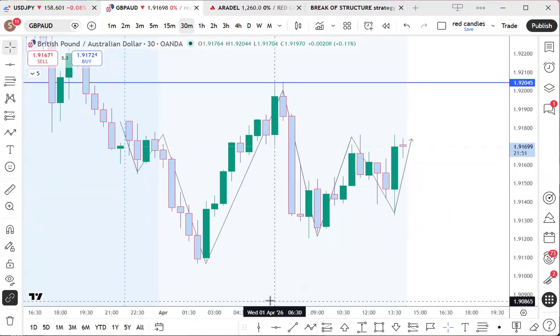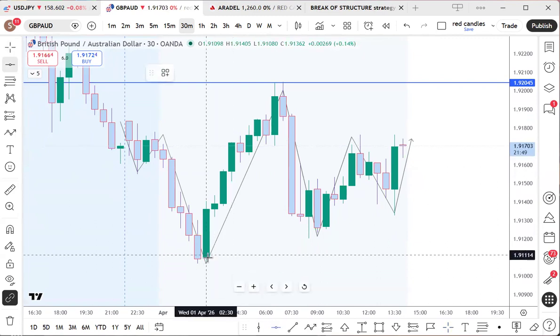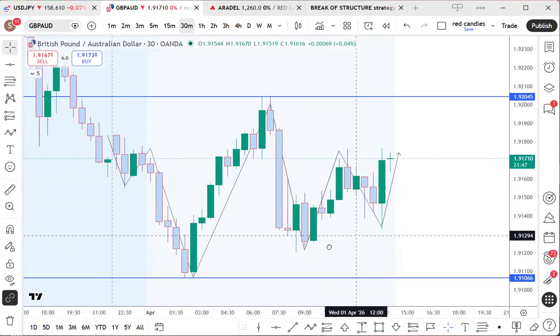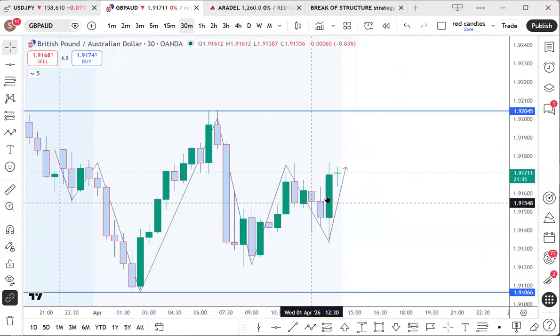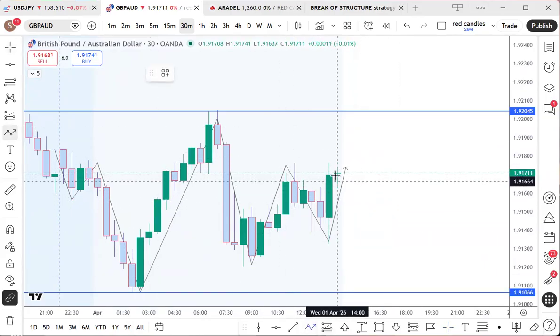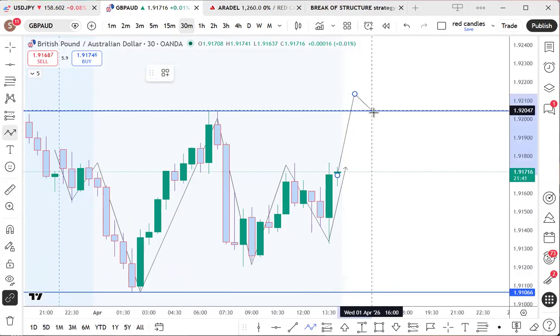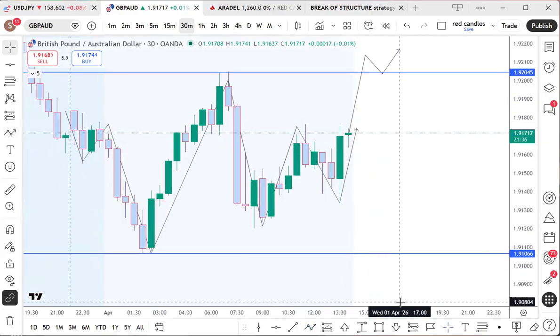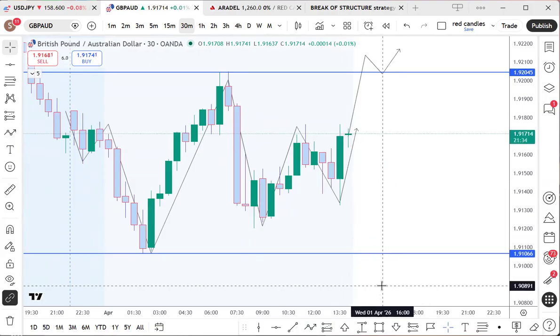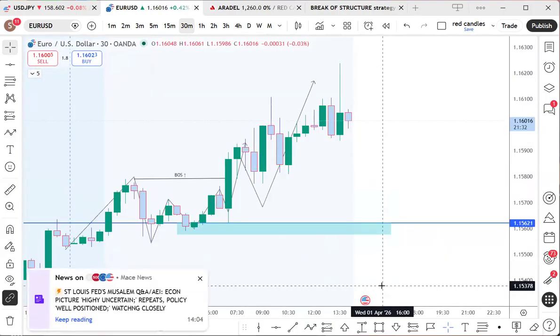We don't have clear lower lows, lower highs, or higher highs, higher lows. So this is a very big range. For all we know, it can break above and then continue going up, or from here it will just come all the way back down. Right. Okay, let's see what the next one is.